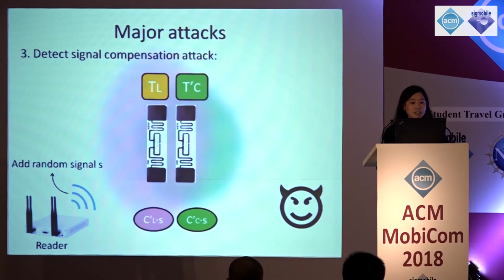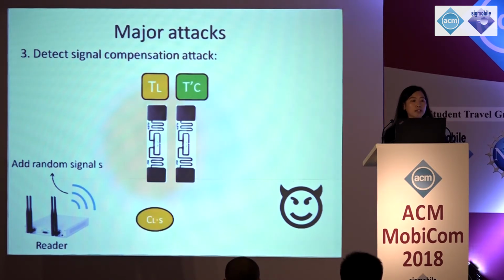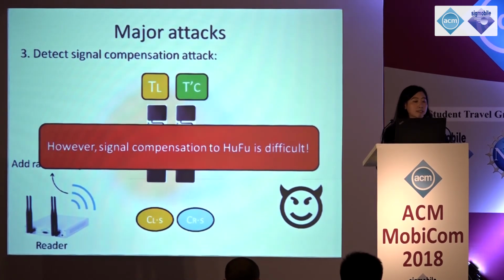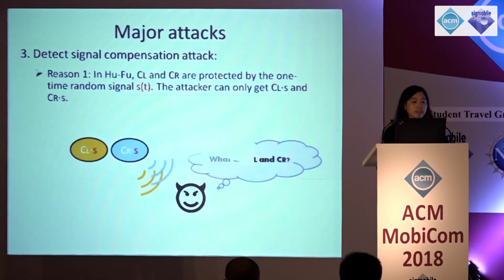Hufu can also defend against a signal compensation attack. Signal compensation attack refers to that the attacker sends a well-calculated signal to compensate the current transmitting signal to an expected one. However, signal compensation to Hufu is really difficult. The first reason is that the coupling signals are protected by the one-time random signal. The attacker cannot overturn the raw coupling signals.